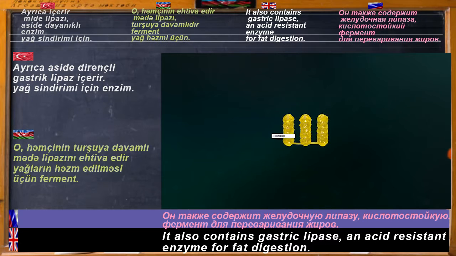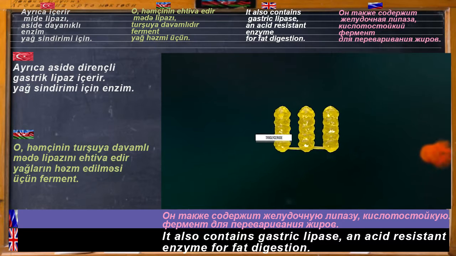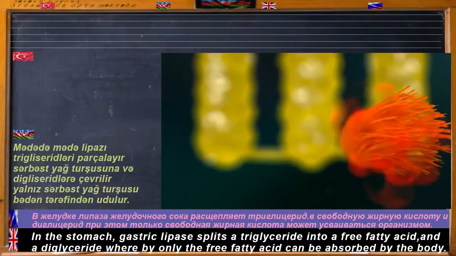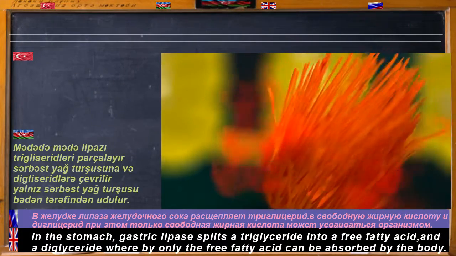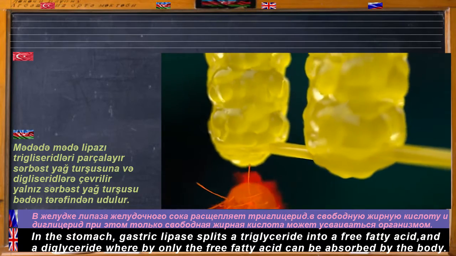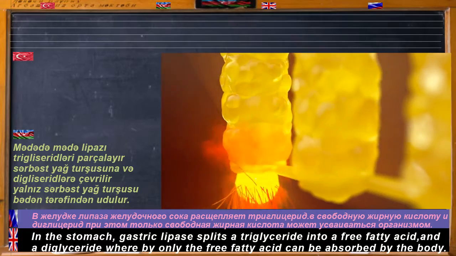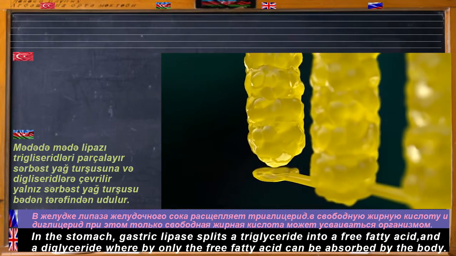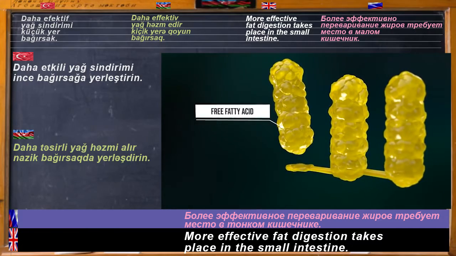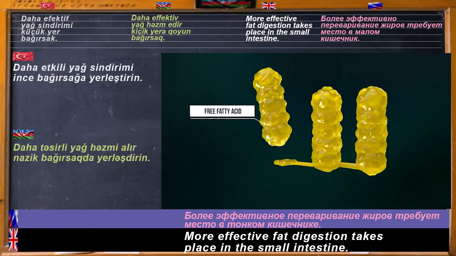Gastric juice also contains gastric lipase, an acid-resistant enzyme for fat digestion. In the stomach, gastric lipase splits a triglyceride into a free fatty acid and a diglyceride, whereby only the free fatty acid can be absorbed by the body. More effective fat digestion takes place in the small intestine.